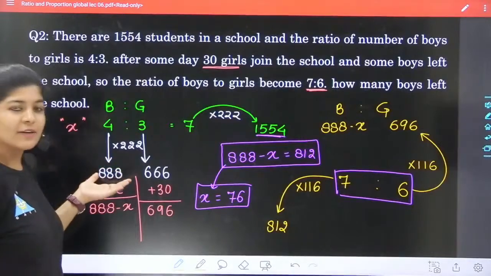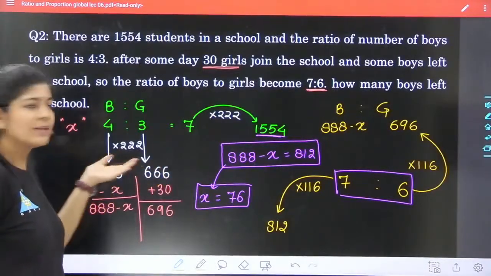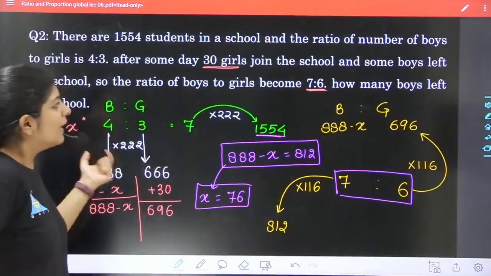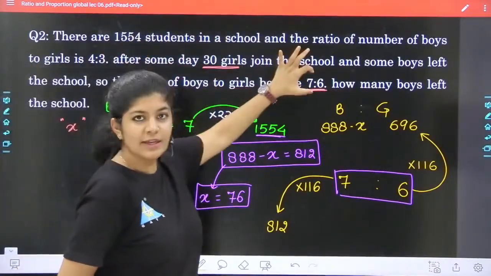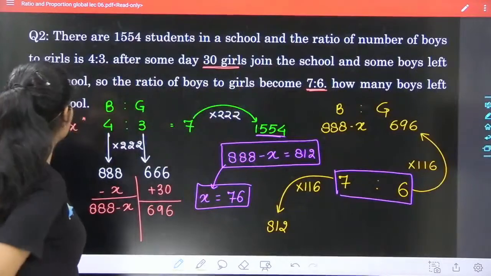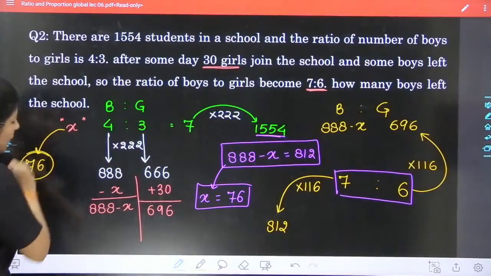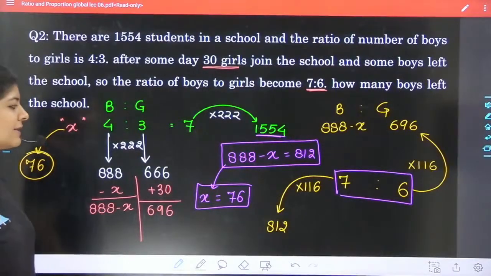So we just calculated the exact number of boys and girls, and with the help of these values and the help of this ratio, I just simply calculated the value of x, which is equal to 76.